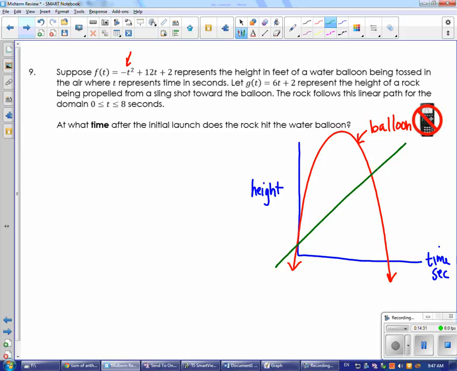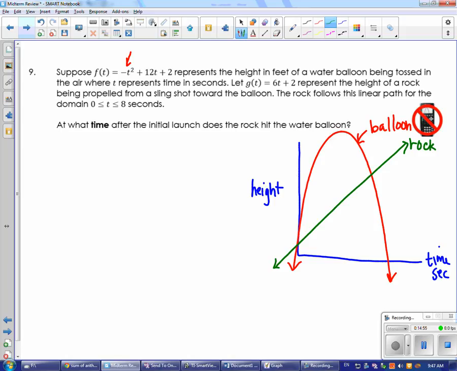And I don't actually need the axis because I'm not really sure where these graphs cross the x-axis. But let's make that the height of the rock. Now, eventually the rock is going to have to come down. So notice that it says the rock follows a linear path for the domain of 0 to 8 seconds. And that makes sense because just like the balloon, the rock has to come down.